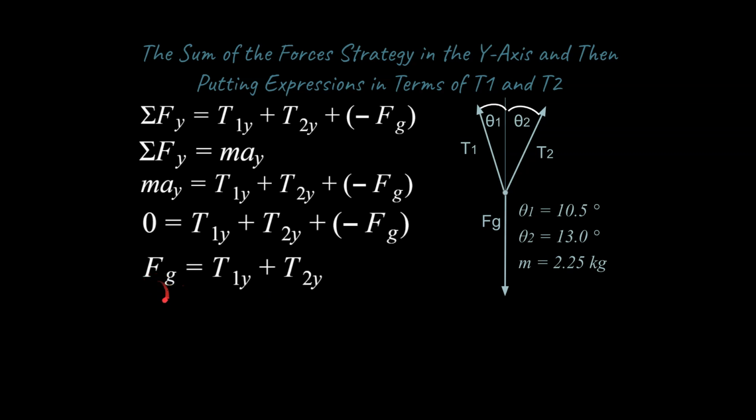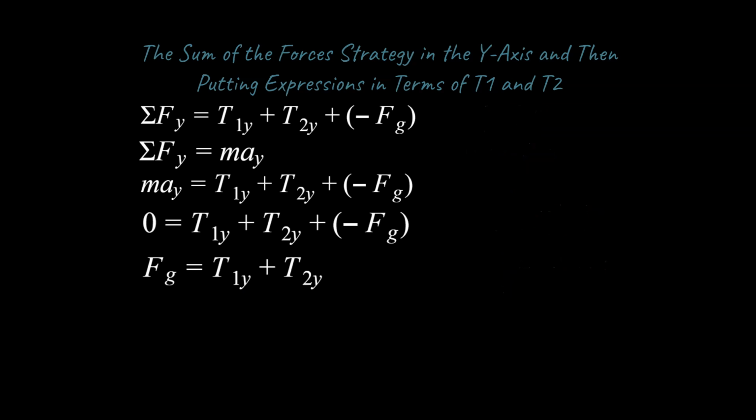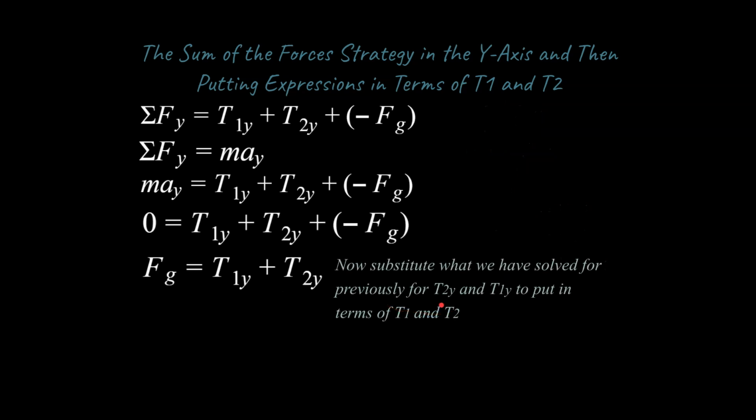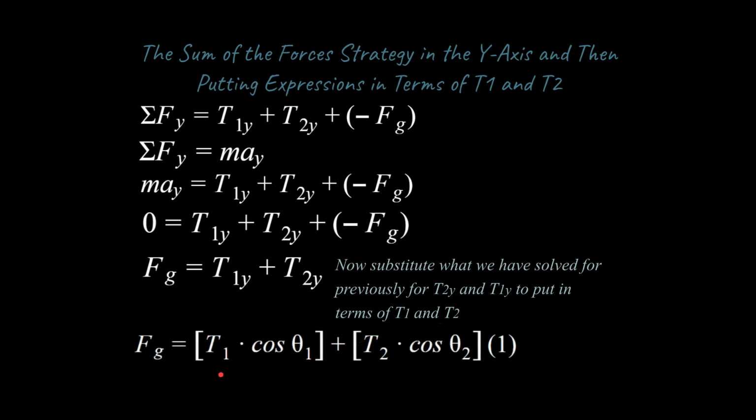And then we can start to isolate for things we know and don't know. Normally I put the unknown by itself. We actually have two unknowns, so I'll put both of them on one side. We can figure out the force due to gravity, but both of these we don't know. But notice there are two vectors in terms of y. So what we can do is sub in what we did previously for tension 2y and tension 1y in terms of tension 1 and 2.